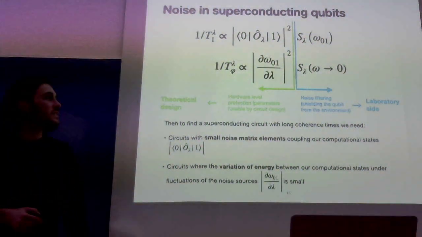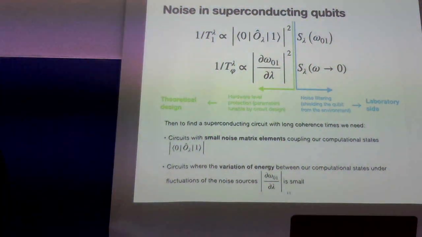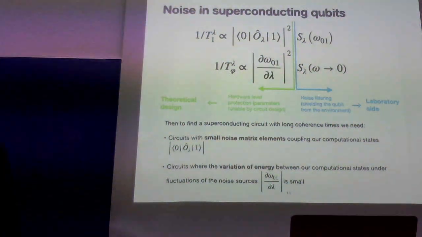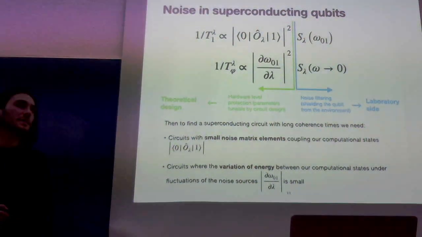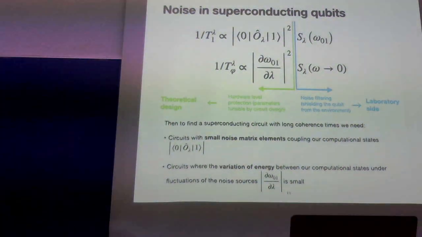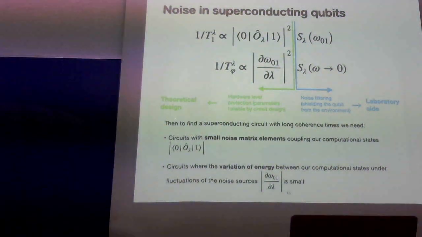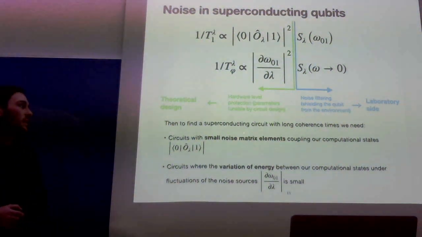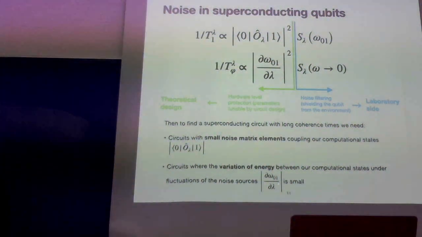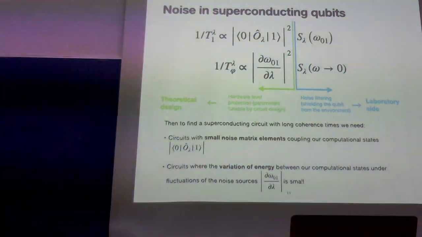Also, in the expression, we have an extra term that I will not speak a lot about. This is the power spectral density of the noise source. This is a parameter that we don't have access to theoretically. It can be improved using noise filtering, filtering the qubit from the environment a lot. So this is more on the laboratory side. But of course, if we want to improve these times, we can try to engineer these two aspects over here. To find a circuit with long coherence times, we need small matrix elements coupling the two computational states, and also systems where the variation of the energy due to this noise is small.